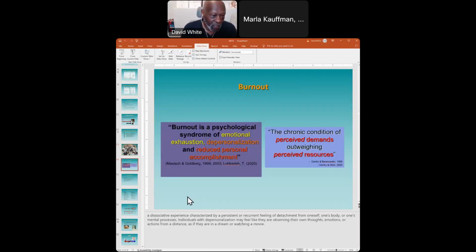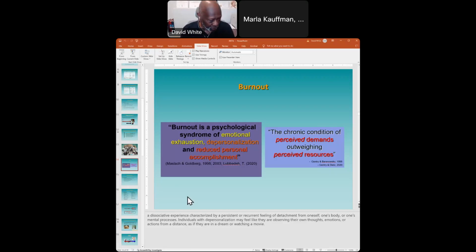Burnout is a psychological syndrome of emotional exhaustion, depersonalization, and depersonalization basically means like you're watching life as if it's a movie. You're not participating. You're going through your day as if you're an observer of yourself going through the day, rather than actually participating in the day. So that's depersonalization, and a sense of reduced personal accomplishment.